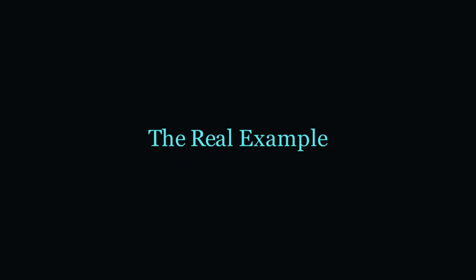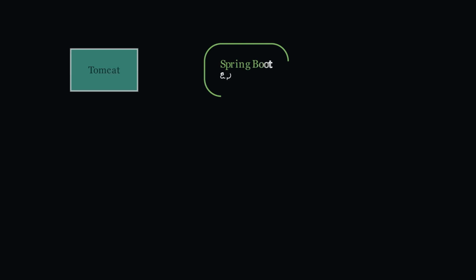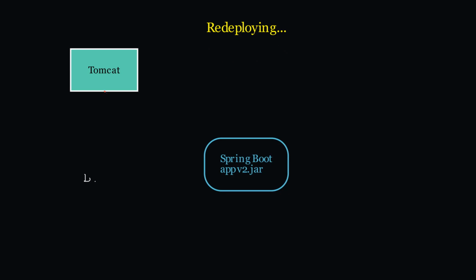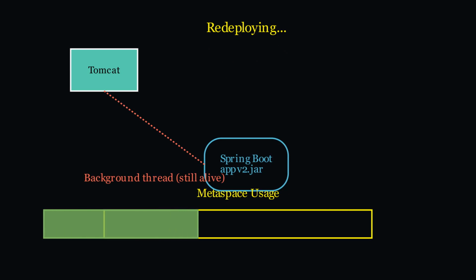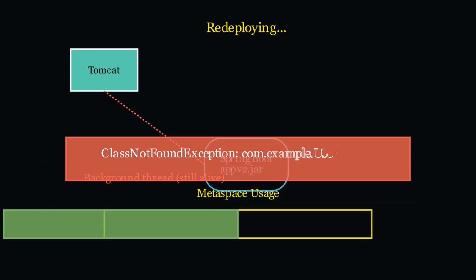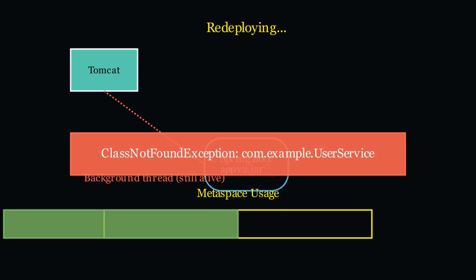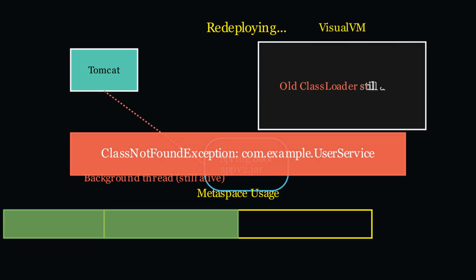I actually faced this in production a few years ago. Our Spring Boot service was reloaded frequently inside Tomcat. One of our background threads wasn't shutting down properly on redeploy. That thread held references to classes from the old ClassLoader. After a few redeployments, boom, we started getting ClassNotFoundExceptions, even though everything was in the jar. And guess what? Our Metaspace memory was also continuously growing. That was a clear sign of a ClassLoader leak.